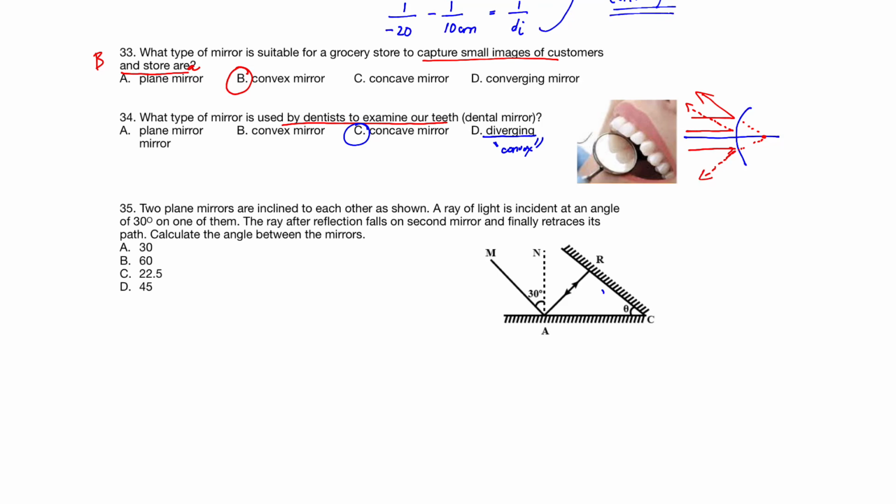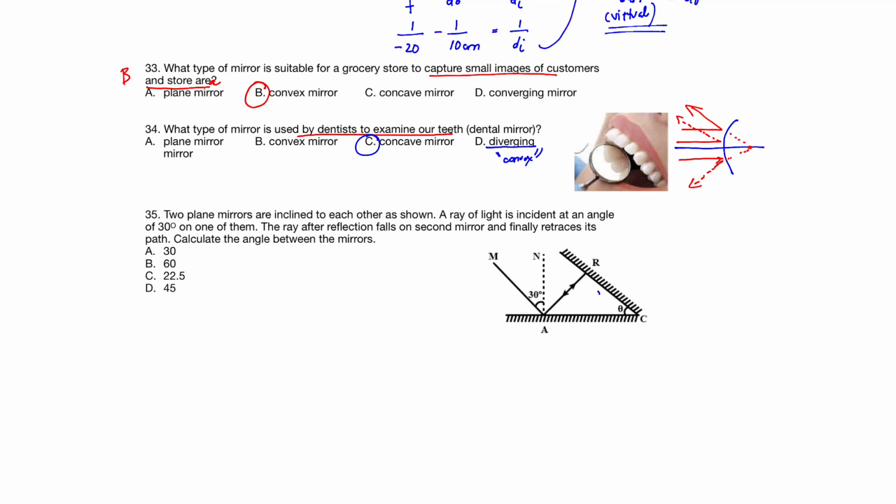Next, number 35. Two plane mirrors are inclined to each other as shown. A ray of light is incident at an angle of 30 degrees. The ray after reflection falls on the second mirror and finally retraces its path. Calculate the angle between the mirrors. So automatically, if the ray retraces its path, this one is 90. And so the angle here is also 30 degrees. And so take note that this one will become 60 degrees. And so therefore, for number 35, 90, 60, this is a triangle. It will form 180 degrees. And therefore, the theta now is 30 degrees. This is letter A.